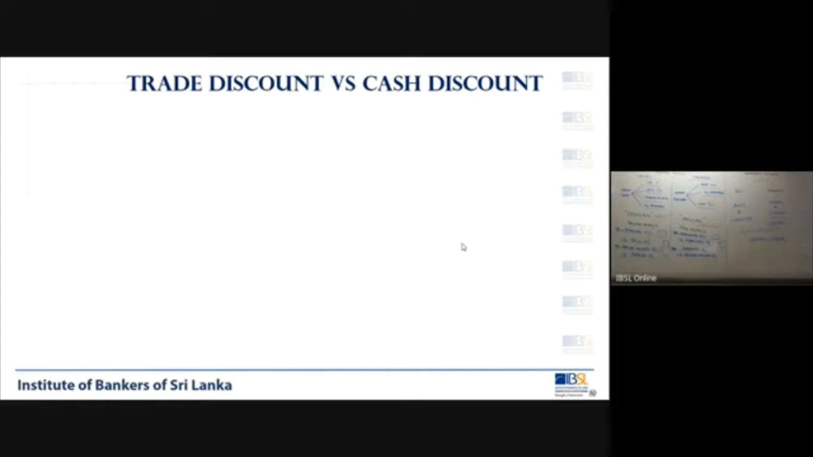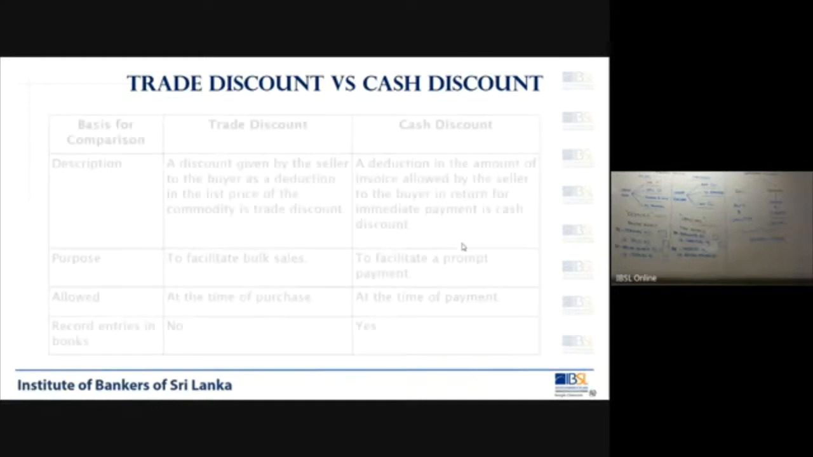So what is the discount? Discount can be classified into two. We call them trade discount and the other one is cash discount. So what is a trade discount?